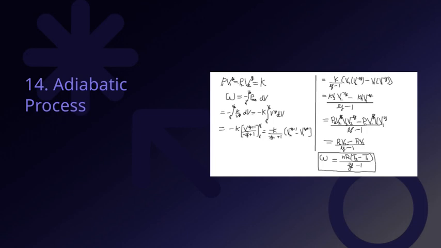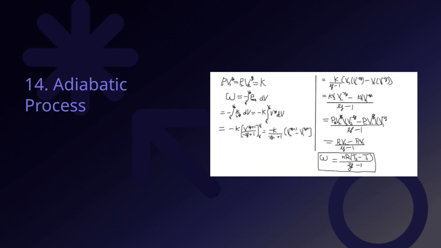All right, let's wrap up with the concept of an adiabatic process. An adiabatic process is one where no heat is exchanged with the surroundings. This means that all the energy change in the system is due to work done on or by the system itself. It's a key concept because it helps us understand how systems behave when they are perfectly insulated.